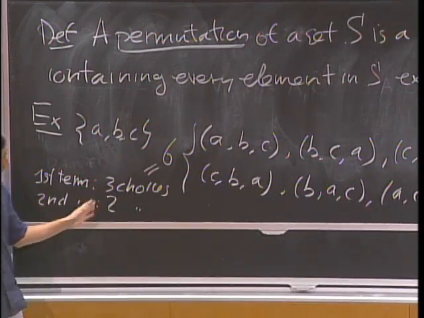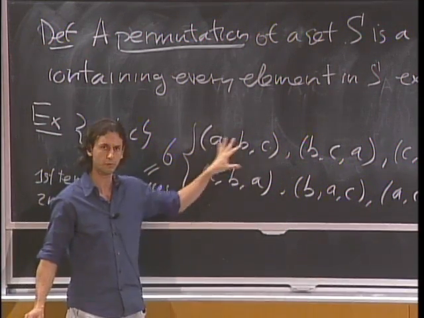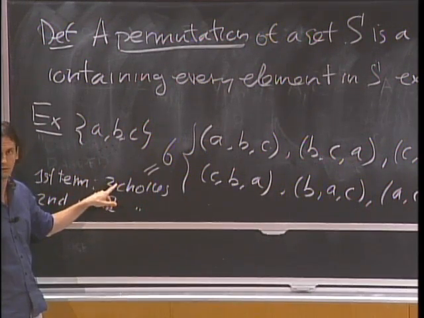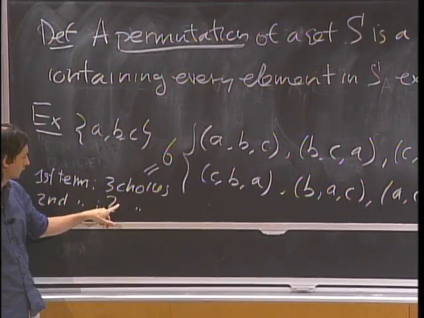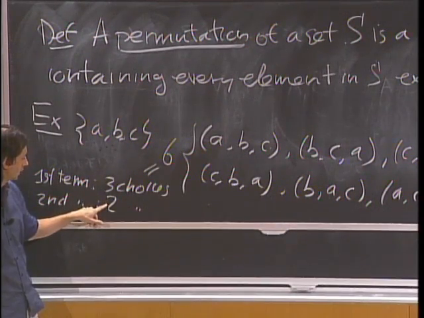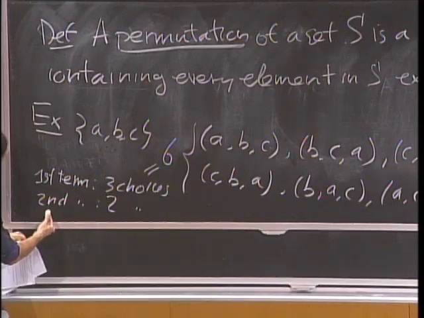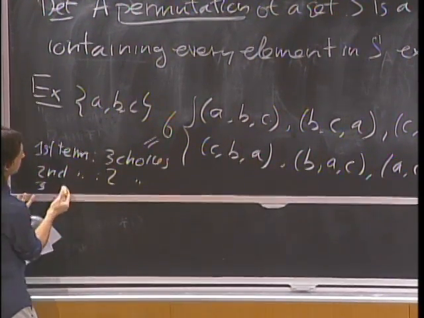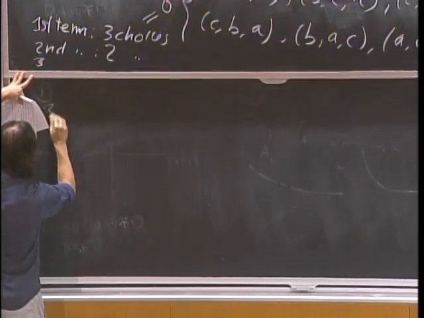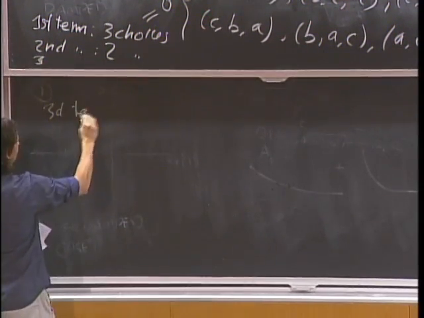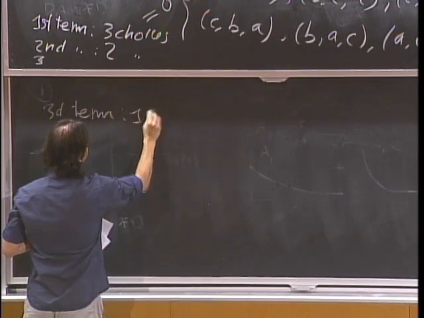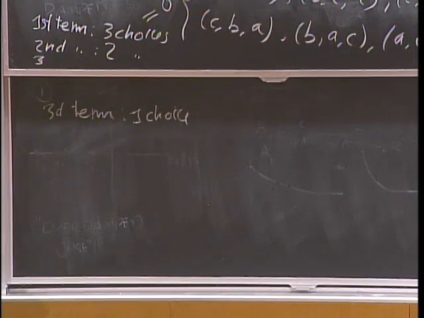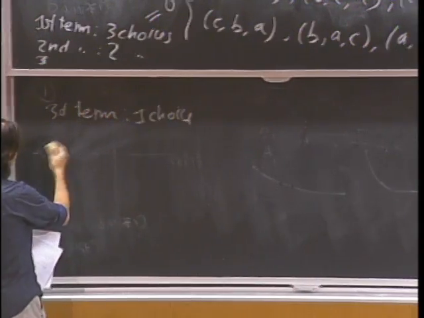So in this way, we may count the total number of permutations of this set as the number of choices I have for the first term times the number of choices for the second term, 3 times 2, times the number of choices for the third term, which is only 1. So the third term has only 1 choice.